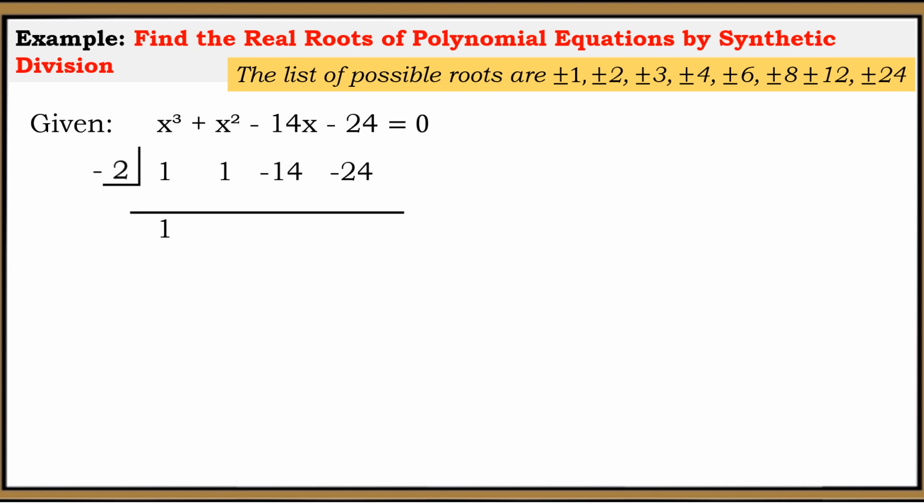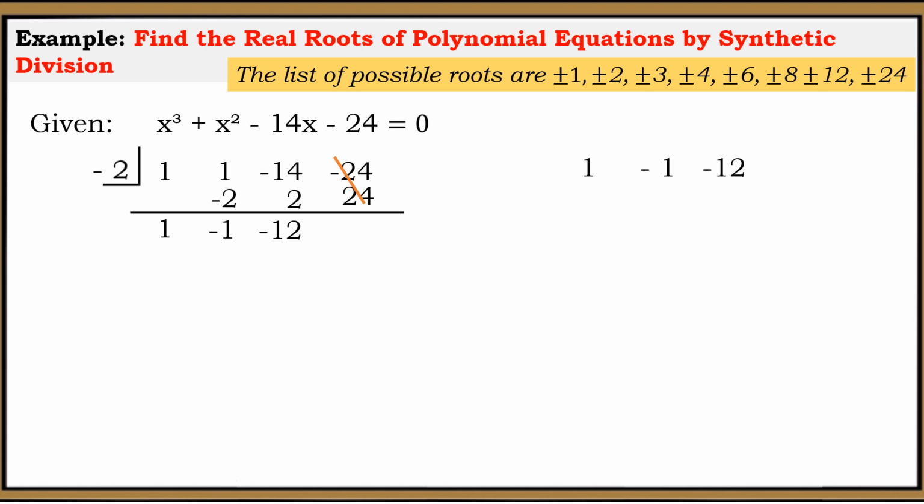Bring down 1. 1 times negative 2, negative 2. Then you combine or add 1 and negative 2, we have negative 1. Multiply negative 1 times negative 2, positive 2. Combine negative 12. Then negative 12 times negative 2, we have positive 24. Pag kinombine mo siya, that is 0 or cancel. So, ibig sabihin, negative 2 is one of the solution kasi nag-0, walang remainder. So, tingnan natin, i-factor pa natin yung 1, negative 12, 1, negative 1, and negative 12.